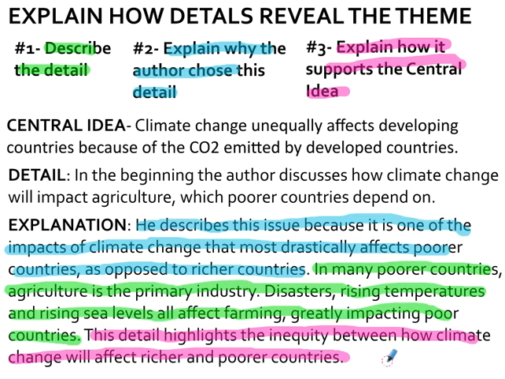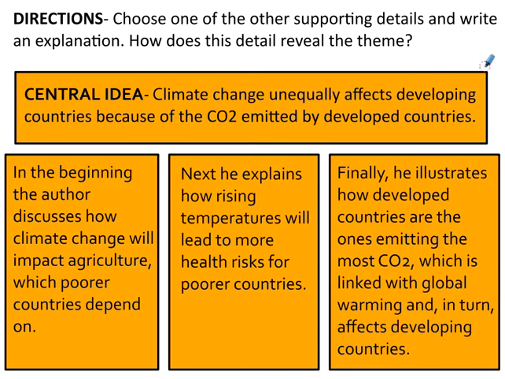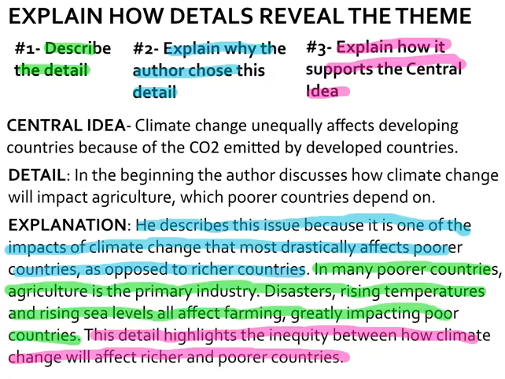So you'll notice that my explanation is 4 sentences. What I want you to do right now is try to do the same thing. I want you to choose one of our second or third details. You can choose either one. And I want you, in your composition notebook, to try to answer the question, how does this detail reveal the theme? I really encourage you to try to write a 4 to 5 sentence explanation where you describe the detail, explain why the author chose this detail, and explain how it supports the central idea. Okay. Enjoy!